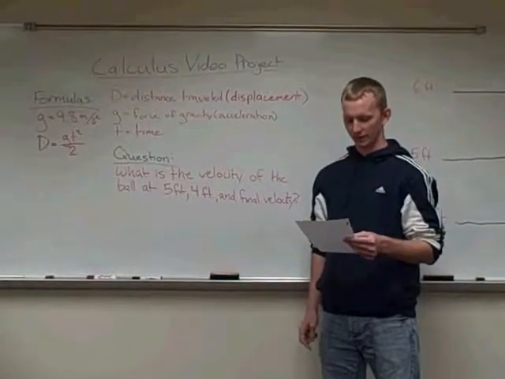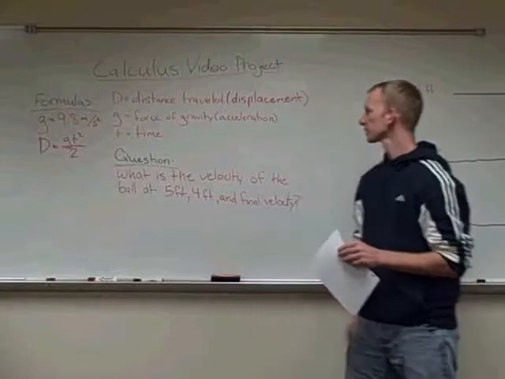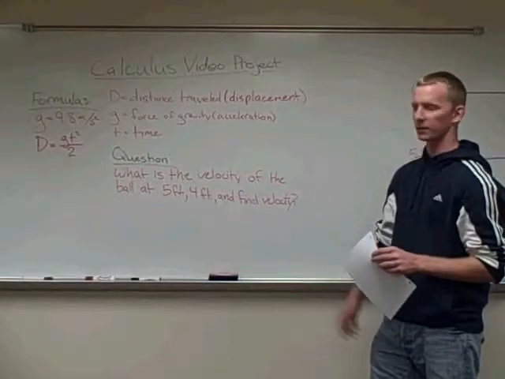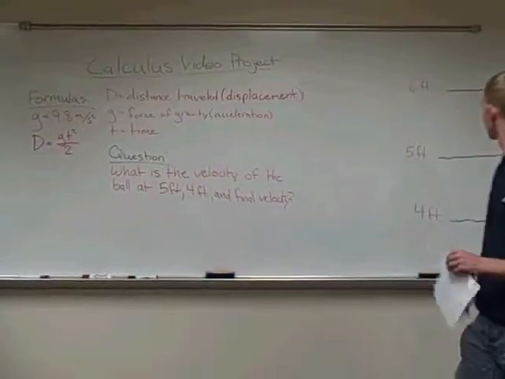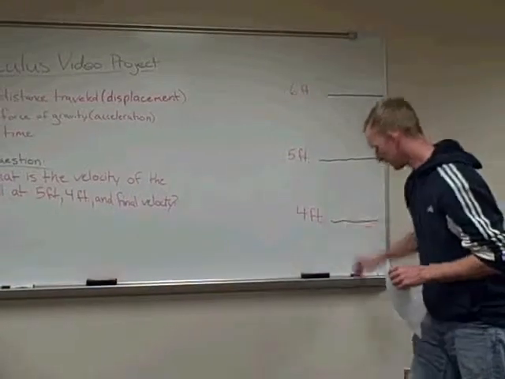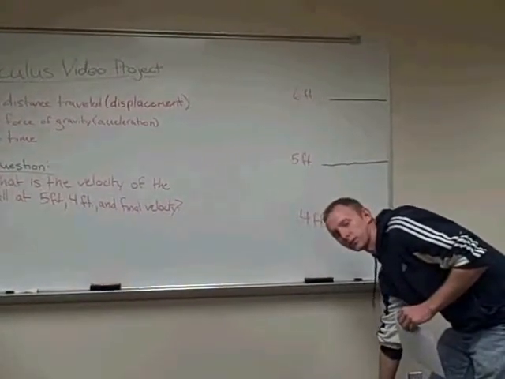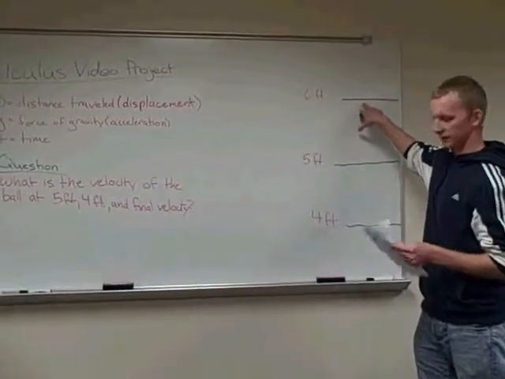This is our final project for calculus. We're going to demonstrate the calculus behind the simple act of dropping a ball. We need to find the velocity at 5 feet, 4 feet, and the final velocity when the ball hits the ground. And we're going to find this from dropping it at a height of 6 feet.